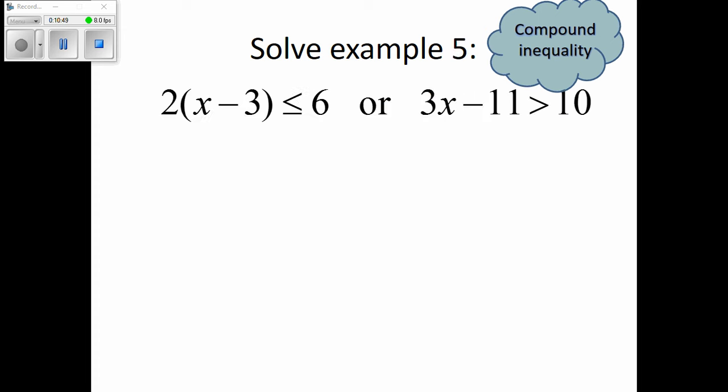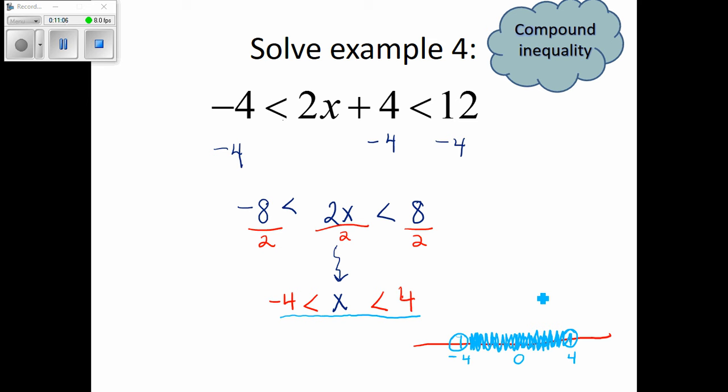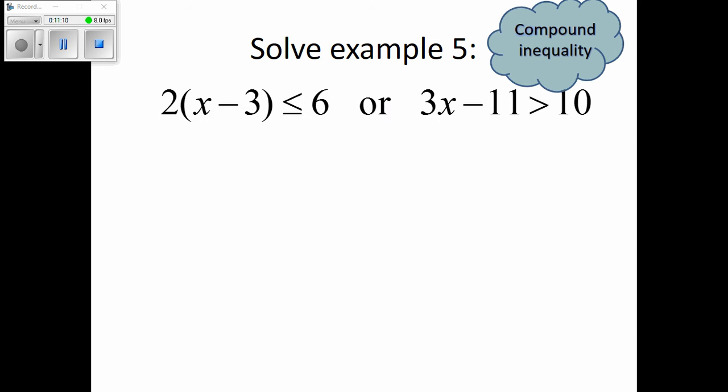Right, let's try another compound inequality. This time the compound inequality is an OR. So the answer is either here or it's over here. There's no intersection, like the last one had an intersecting area. Anything in between them was a solution. Now it's one or the other. So you solve each one of them separately.